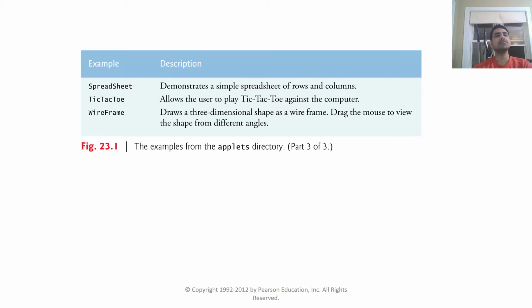Spreadsheet. A spreadsheet is like an Excel sheet. Excel sheets also have rows and columns. We can draw boxes and tables, and perform various tasks in the spreadsheet. Tic-tac-toe allows a user to play tic-tac-toe against the computer.